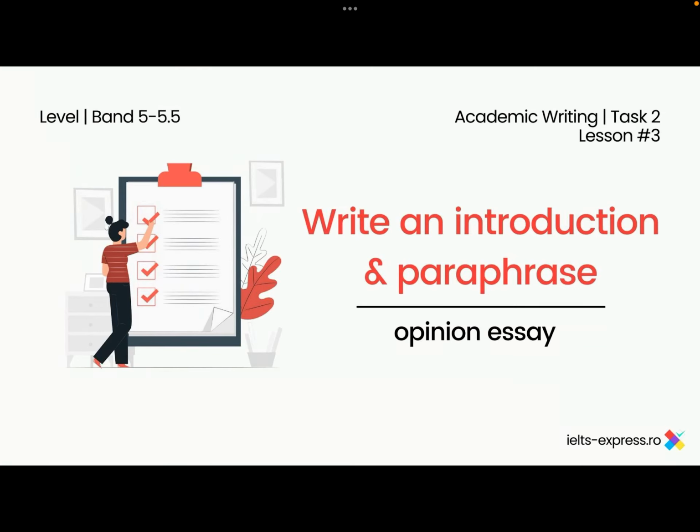Today's lesson focuses on task 2 of the academic writing component, and more precisely, we're going to focus on an opinion essay. Our lesson objectives for today are to practice writing an introduction for a task 2 essay and also to practice paraphrasing.